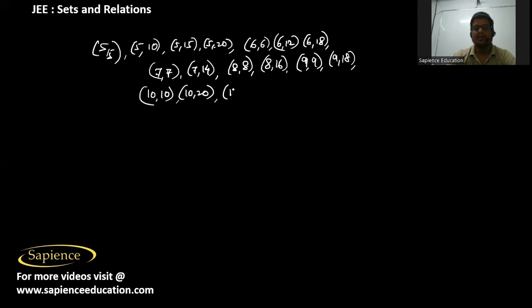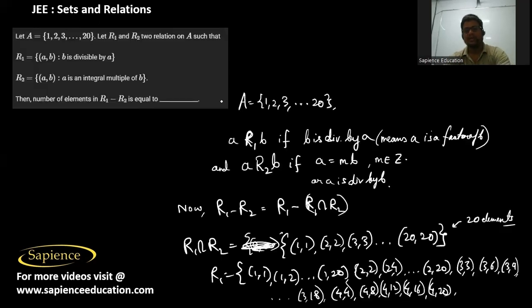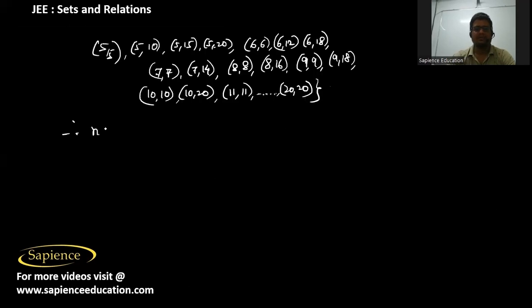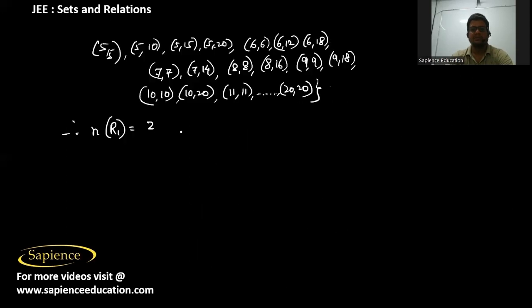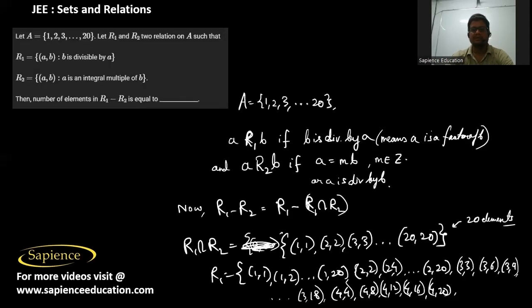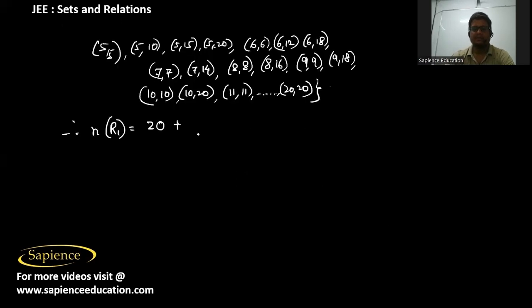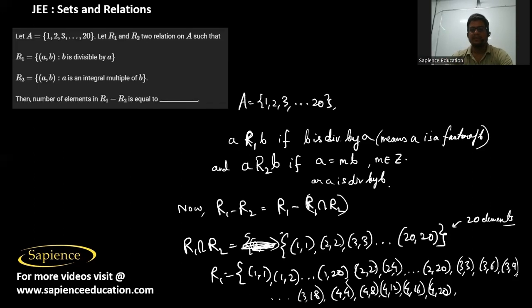Then 11 will be related to 11 only. Then after that, these will be there, meaning 12, 12, 13, 13 till 20, 20. So this is the set R1. Therefore, the number of elements in the set R1: 1 is related to 20 elements. So there are 20 elements where 1 is there, and 2 has 10 elements.